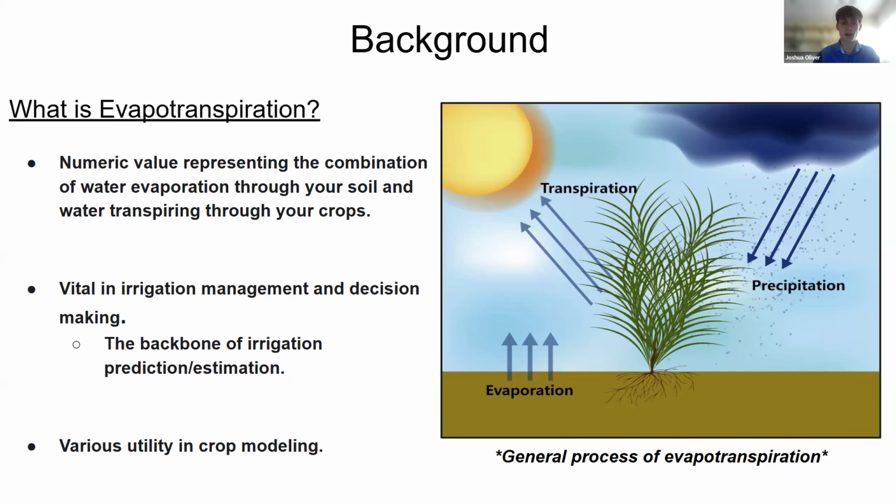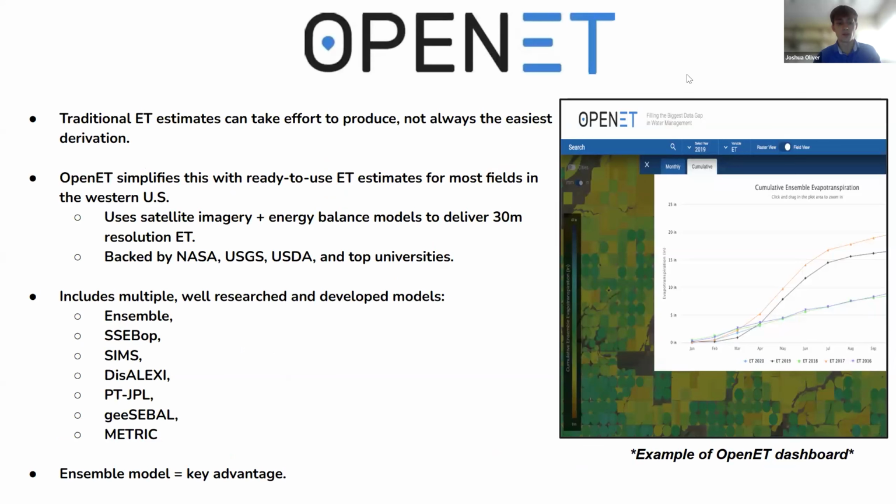One of the important companies today when it comes to ET estimates is called OpenET. The reason they're important is because traditional ET estimates can often take a fair amount of effort to produce. It's not always the easiest calculation to derive, and OpenET provides a kind of stop and go interactive platform for a user to view ET values across almost any field in the Western United States. They do this by utilizing satellite imagery as well as energy balance models to deliver 30-meter resolution ET data.